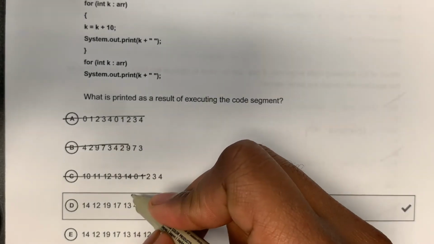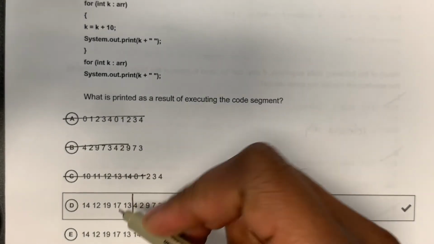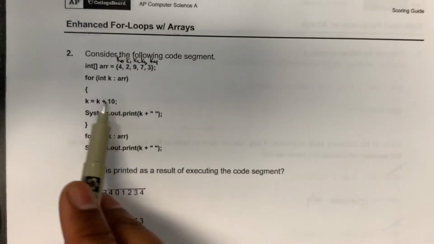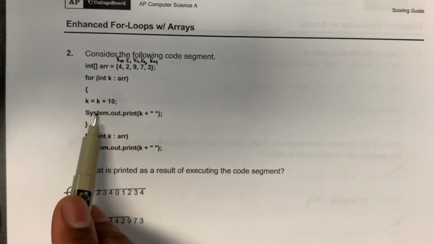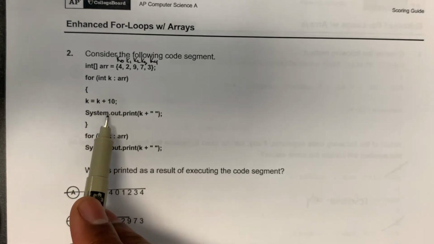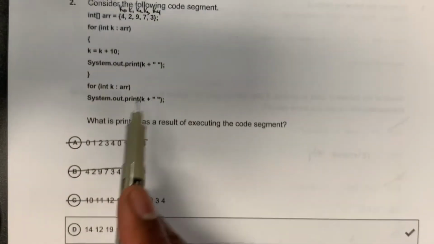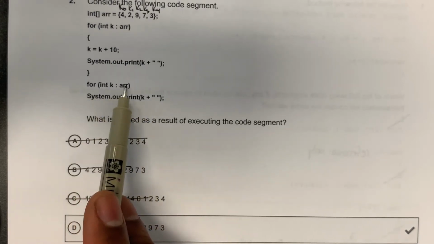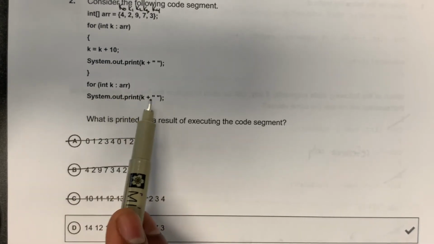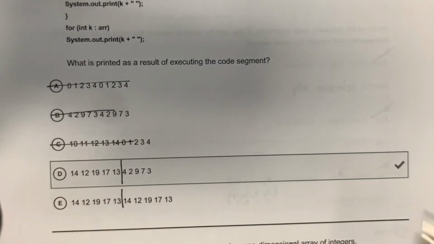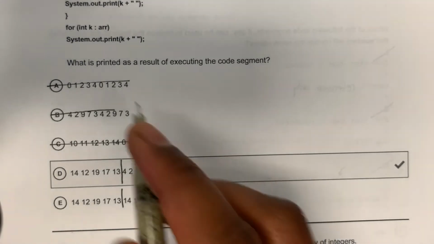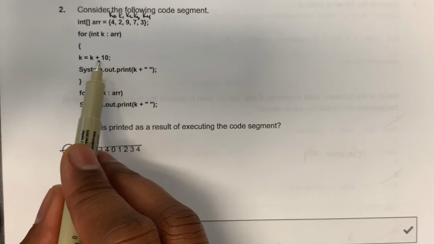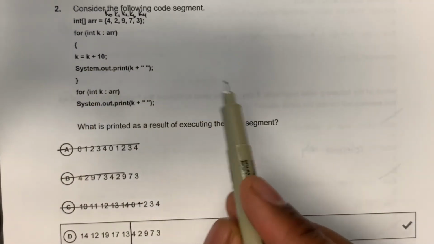Both initially print 14, 12, 19, 17, and 13 as the first part because that's what these two lines do. Add 10 to the value, then print the value. Now the second call is print the array just as it was for int K. So for some value in the array, starting at the beginning, just print that value plus a space. So again, because arrays are statically typed, not dynamic, this doesn't update the value in the array. It just makes a reference to it and adds 10 to it.